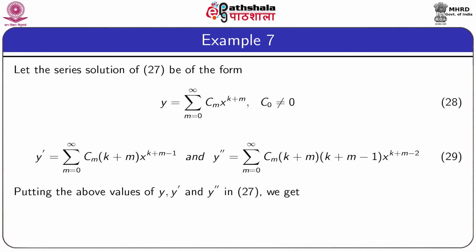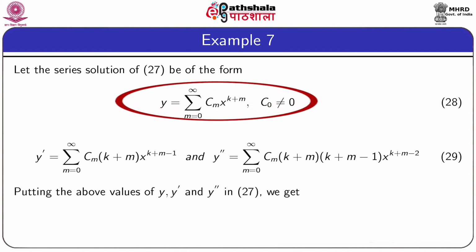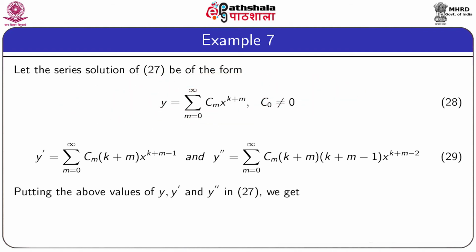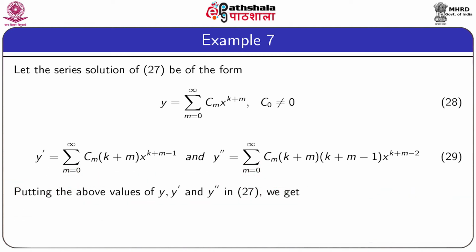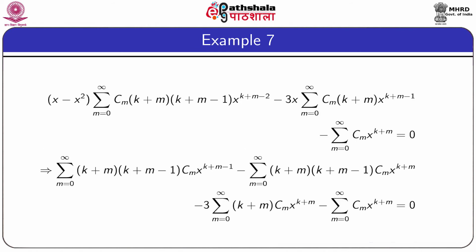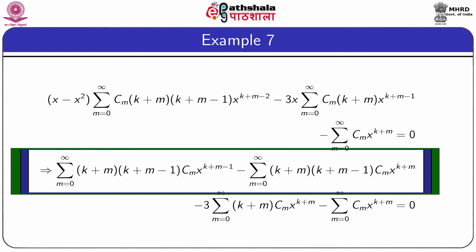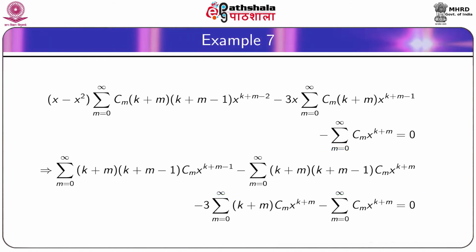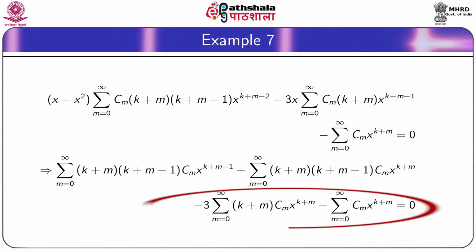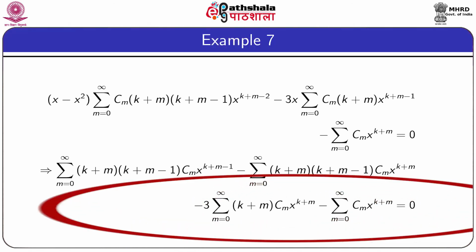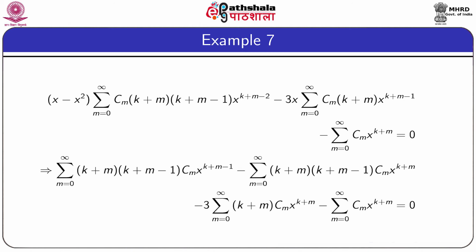As before, we take the series solution of the form y equal to summation m equal to 0 to infinity c_m x to the power k plus m. We differentiate y twice, and substituting the value of y, y dash and y double dash in equation 27, we will get summation m equal to 0 to infinity (k plus m)(k plus m minus 1) c_m x to the power k plus m minus 1, minus summation m equal to 0 to infinity (k plus m)(k plus m minus 1) c_m x to the power k plus m, minus 3 times summation m equal to 0 to infinity (k plus m) c_m x to the power k plus m, minus summation m equal to 0 to infinity c_m x to the power k plus m equal to 0.